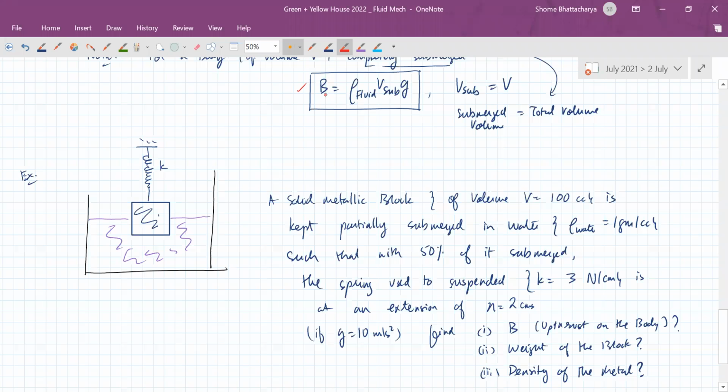So just make a free body diagram, show the balancing of forces, and in that the force of buoyancy, calculate its value using Archimedes principle statement above. The formula: density of fluid into volume of submerged part into G. So using this, you'll be able to answer all the questions.